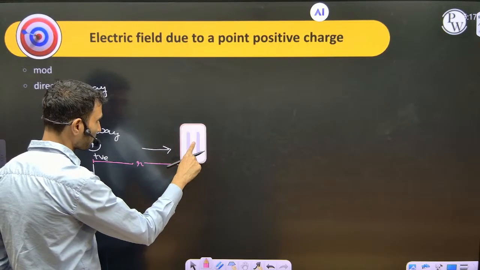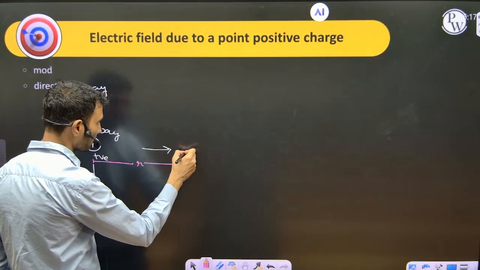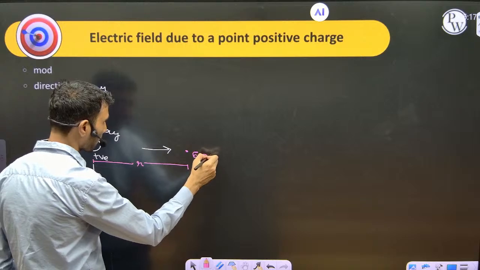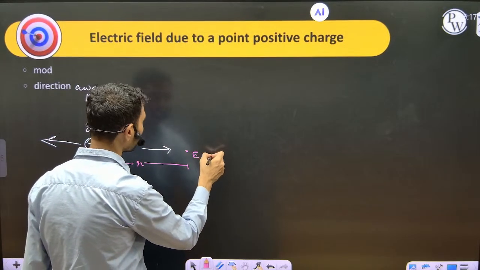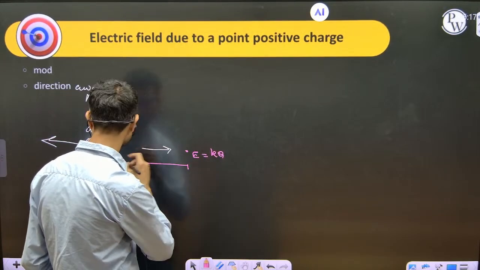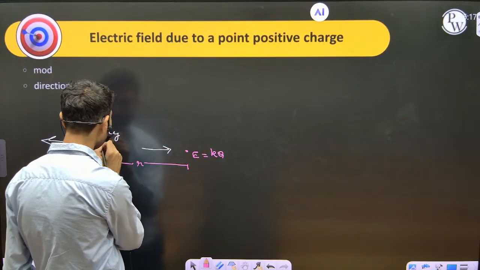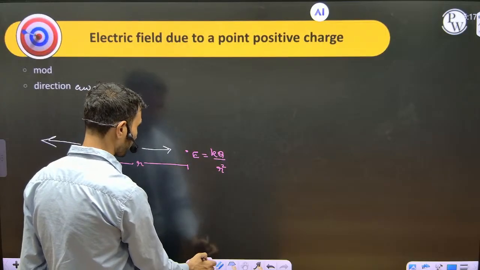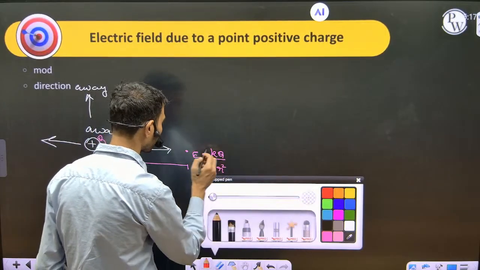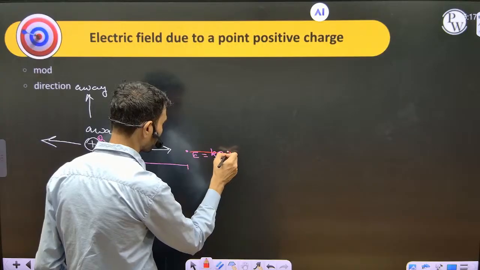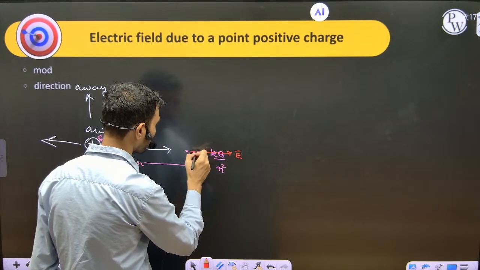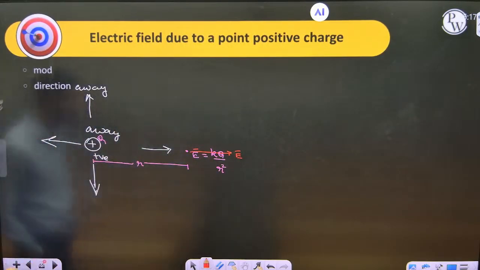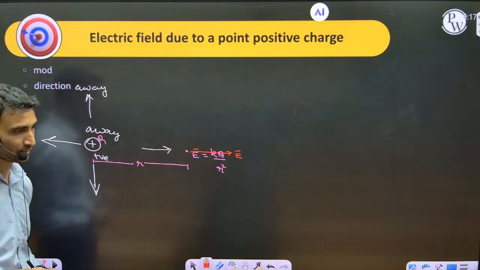At this point, I want to find the electric field. And the electric field formula is kq by r square, let's say q is this charge. And electric field will be away. Away means this way. The formula is kq by r square.